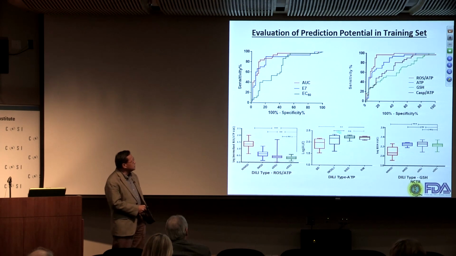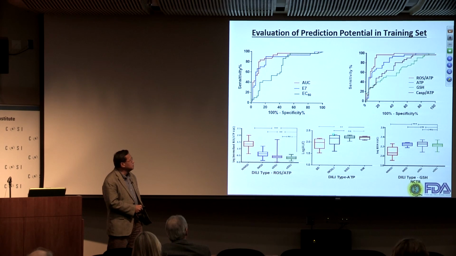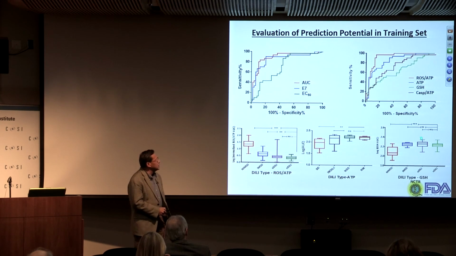But that situation does not happen with ATP. You can see the immune-mediated DILI is not involved in cell loss. That indicates some other mechanism involving the immune response, but they can still have a slight increase of the ROS/ATP ratio. Then for the GSH, only the severe DILI has a significant difference.